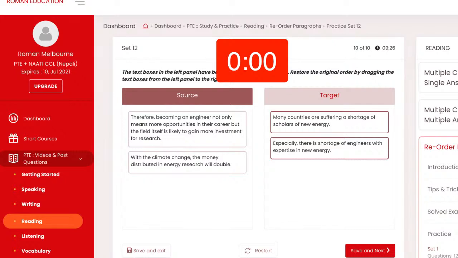And of course, the only reason we are doing this test is we want to get the points and not for any other reasons. So we have to make sure that we are spending more time on those questions where we are getting more points.